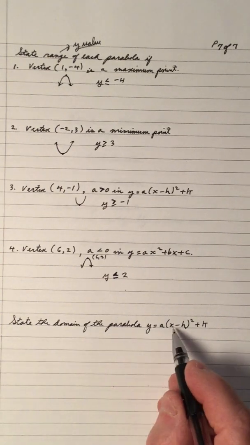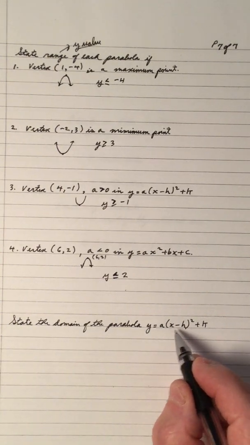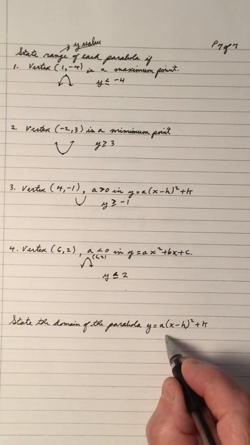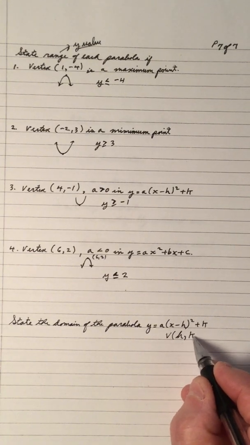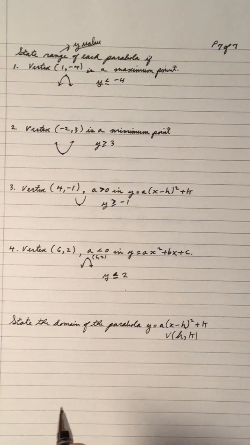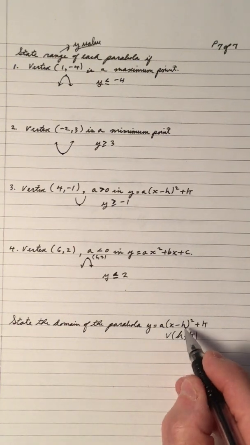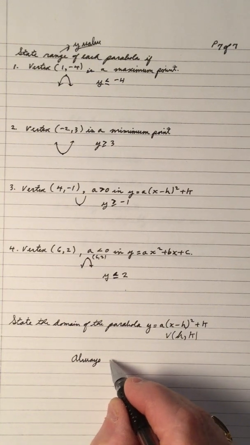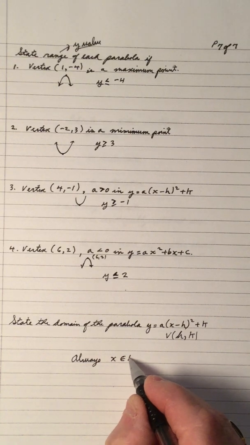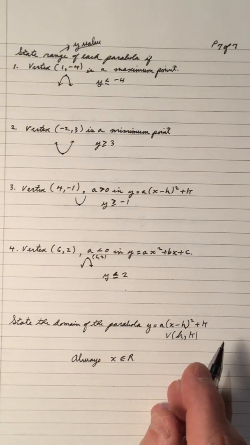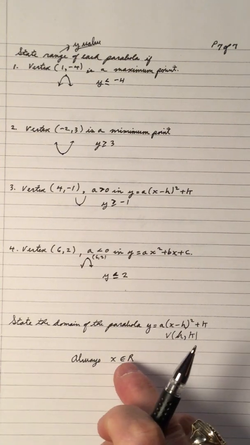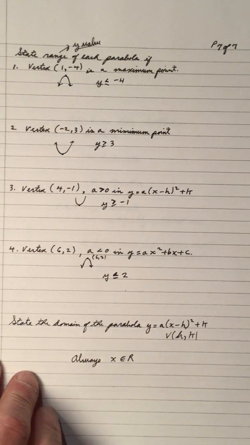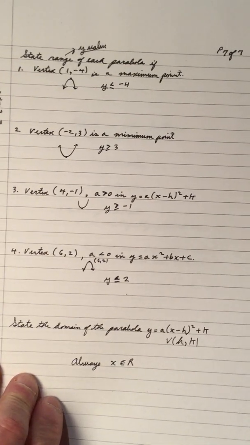And state the domain of the parabola. No matter what the parabola is, this is a parabola in vertex form, where the vertex is (h, k), but we don't know what the vertex is as numbers because we don't know what h and k are. But the domain of any parabola is always x belongs to the reals. The domain is always the real numbers. All the values of x are in the graph of a parabola, whereas the range could be up or down. The range is the y values.